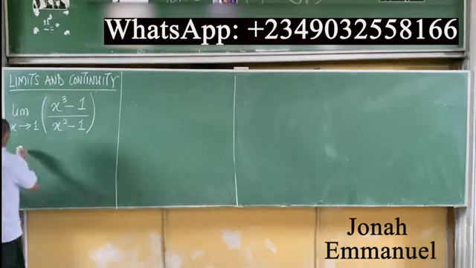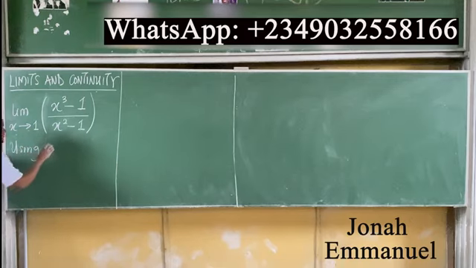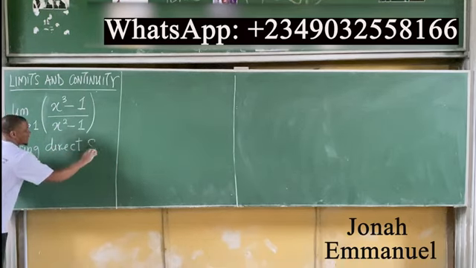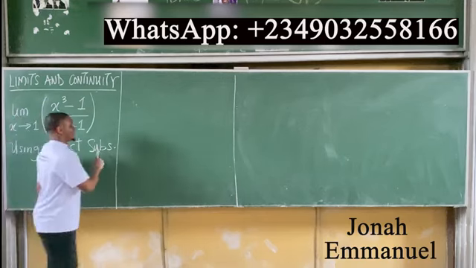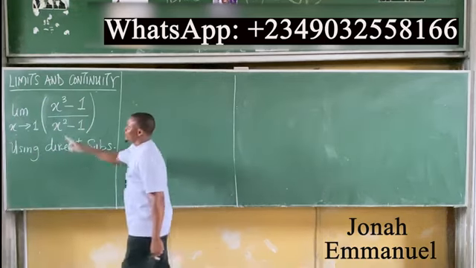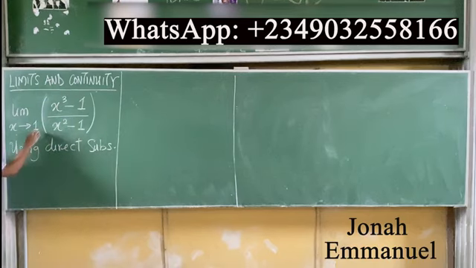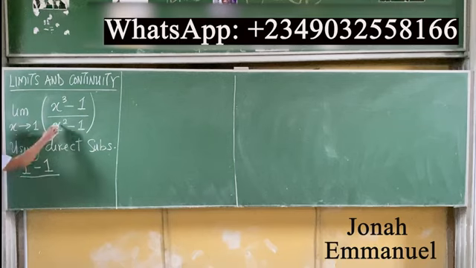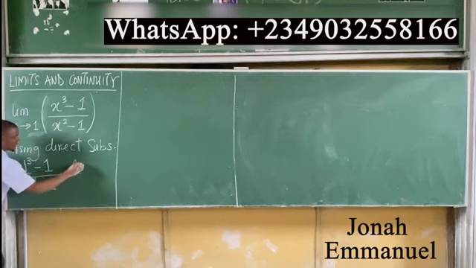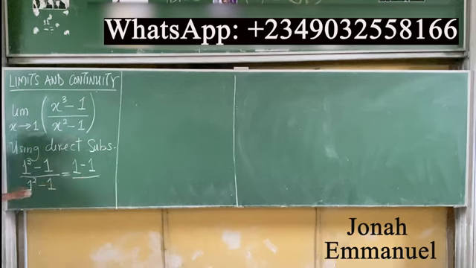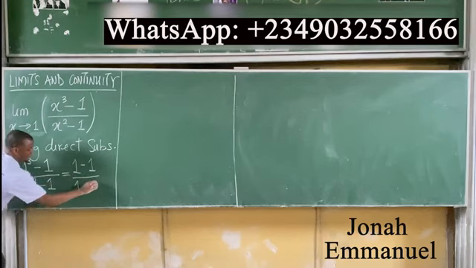So using direct substitution, put x as equal to 1 here, of course, because x approaches 1. That gives you 1 cubed, that's x cubed, minus 1 all over x squared, 1 squared minus 1. That's equal to 1 cubed is 1, minus 1, all over 1 squared is 1, minus 1.